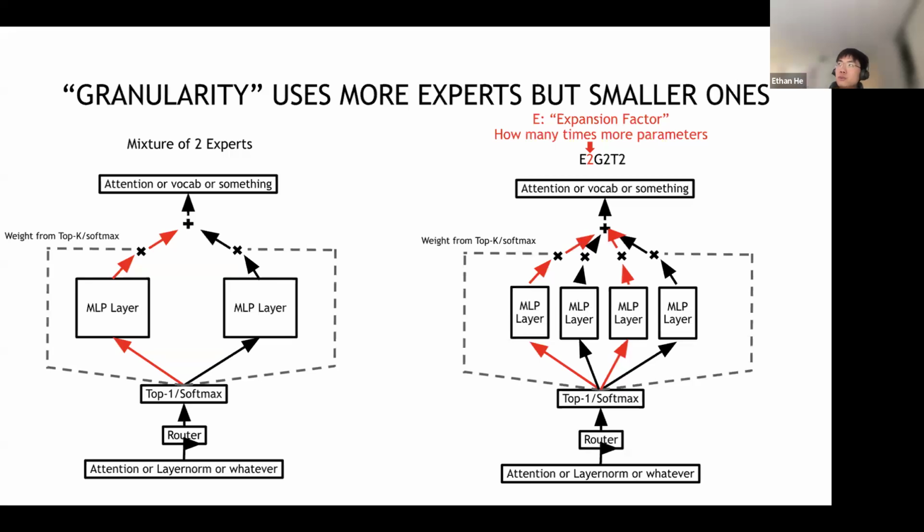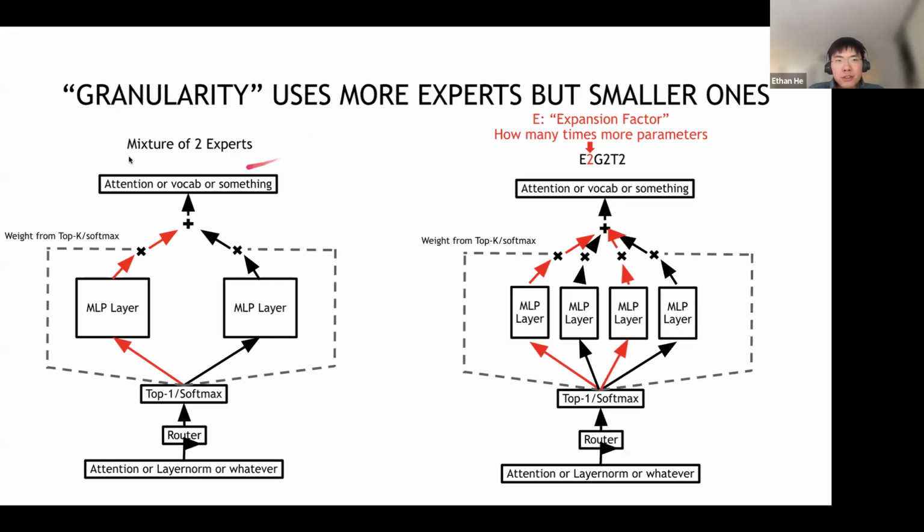So next, let's go to fine-grained MoE. This is very popular in the most recent MoEs. For example, Qwen2 uses 64 experts, and DeepSeek V2 uses 128 or 160 something experts. Granularity uses more experts but smaller ones, so this gives the flexibility of more combinations of different experts, so more representation power.